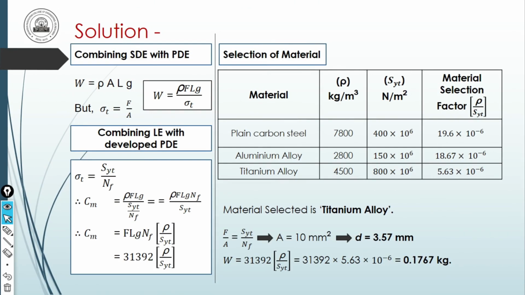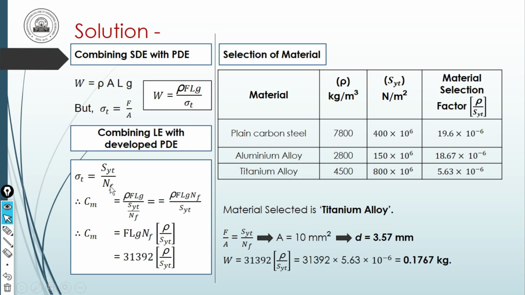Now we will come into the next part, that is important part, that is combining the SDE with PDE. We know that W is equal to rho into A into L into G, correct? But again from SD we know that sigma T is equal to F by A. So W, that is weight of the bar, can be written as rho into F into L into G by sigma T. Now again we know that sigma T from limit equation is SYT by NF.